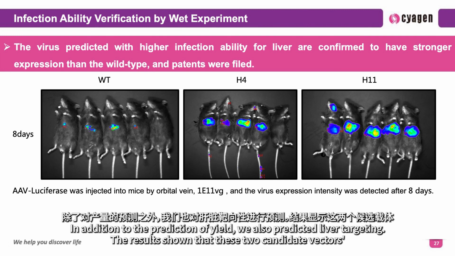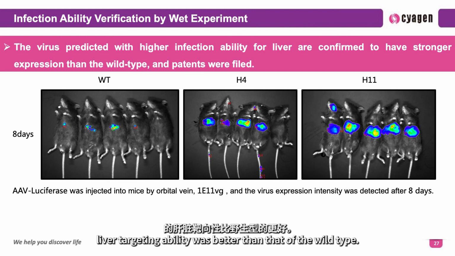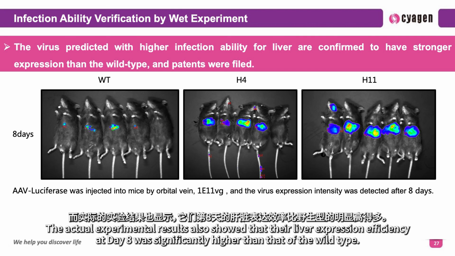In addition to the prediction of yield, we also predicted liver targeting. The results showed that these two candidate vectors' liver targeting ability was better than that of the wild type. The actual experimental results also showed that their liver expression efficiency at day 8 was significantly higher than that of the wild type.